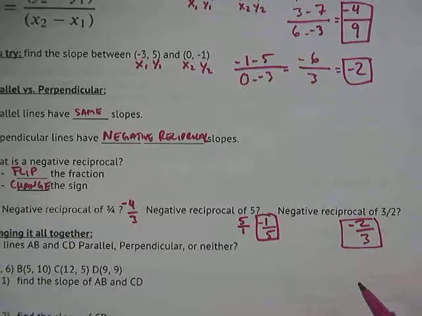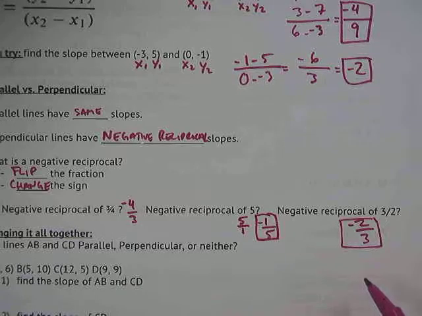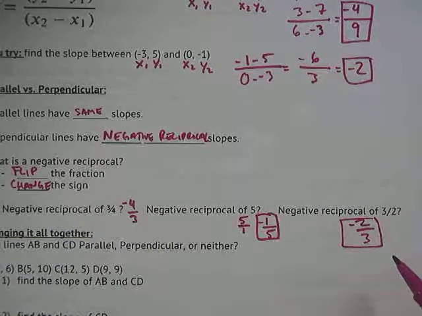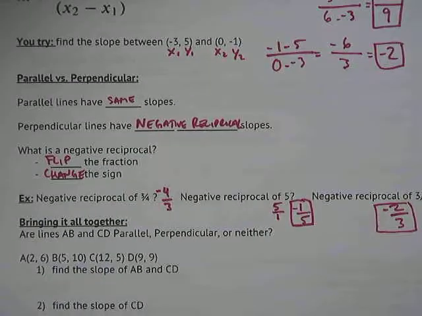That's how we tell. If you have two lines that have the same slope, they're parallel to each other. And if you have two lines where neither of those things is true, then they're not parallel and they're not perpendicular.